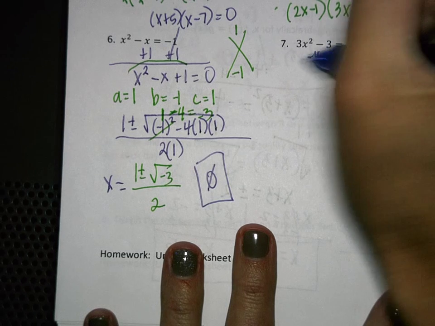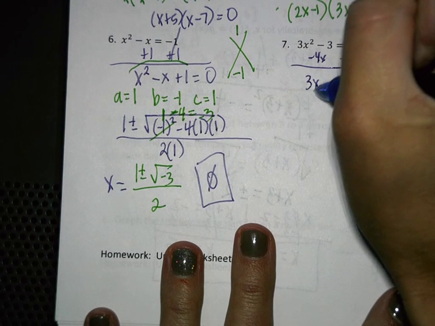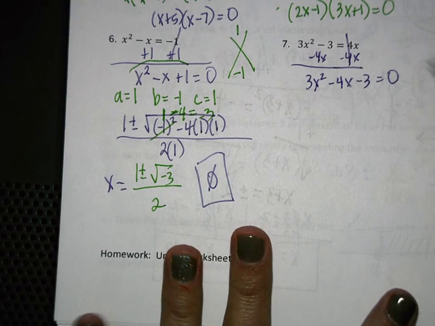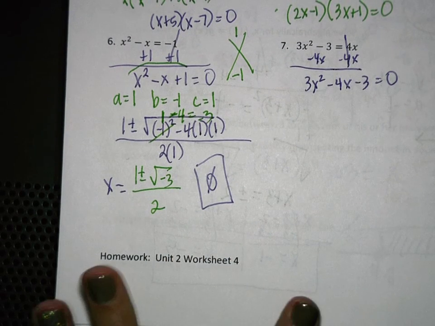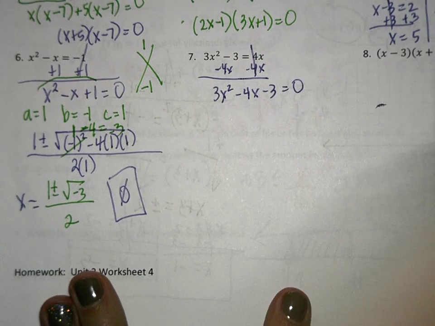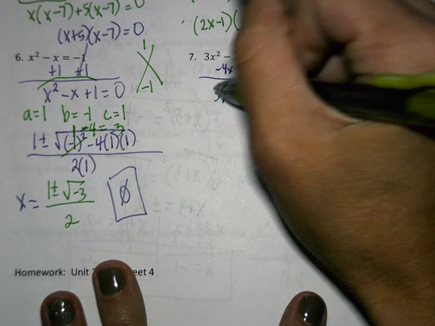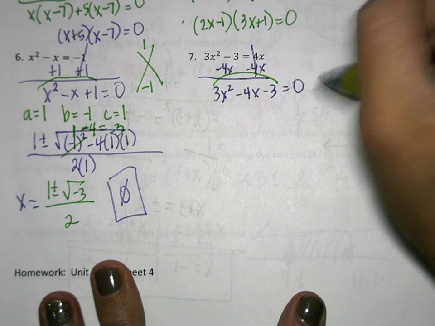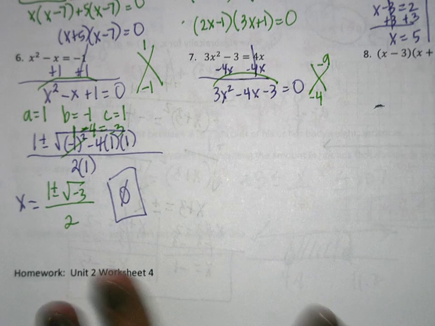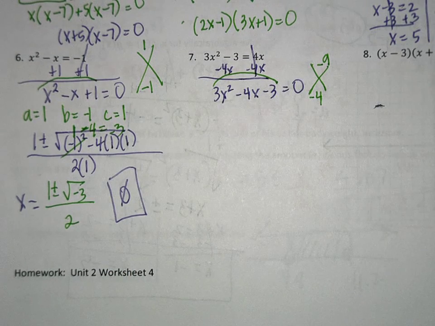So we have 3x squared minus 4x minus 3 equals 0. I always think that if I can factor it without the quadratic, it's much easier. So if we check this out, 3 times negative 3 gives negative 9, and then I have a negative 4. Are there any numbers that multiply to be negative 9 and add to be negative 4? Nope. So since there is not, we have to use the quadratic formula.